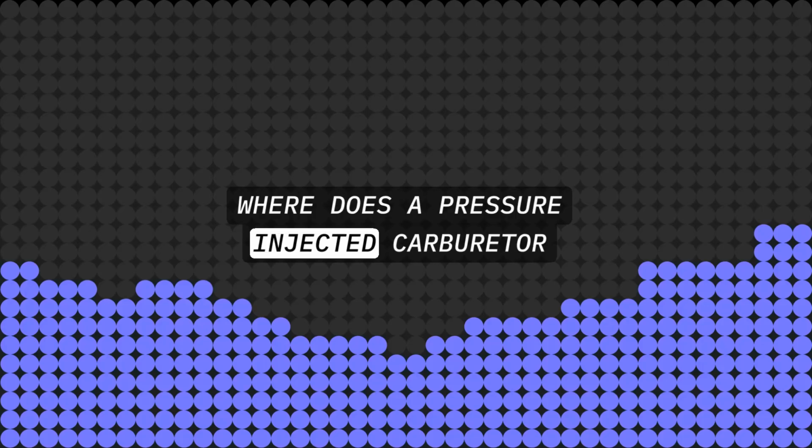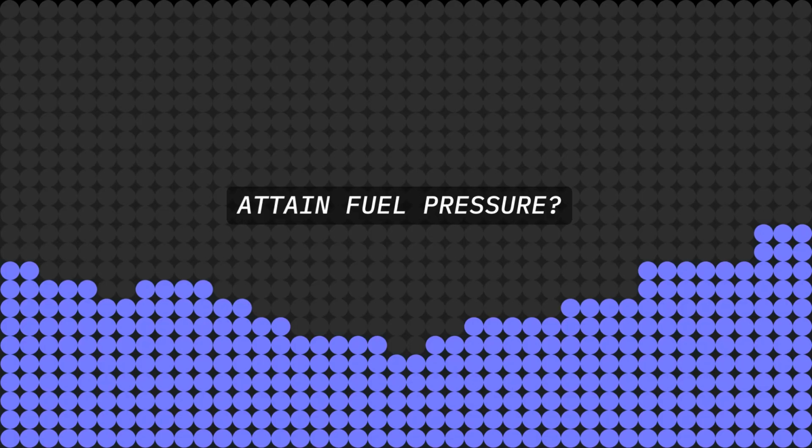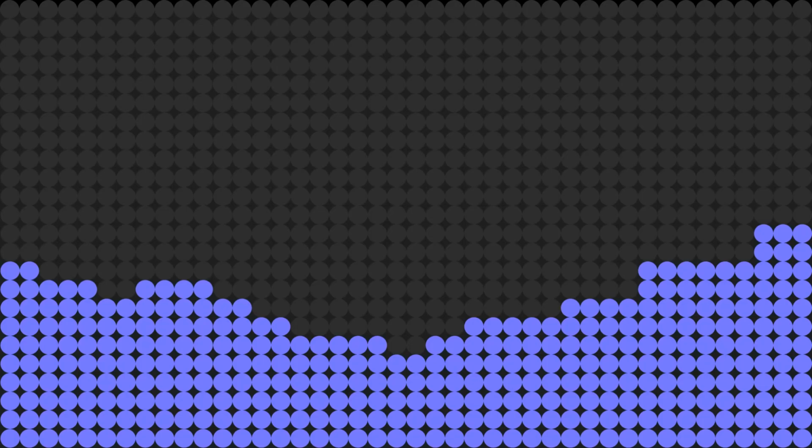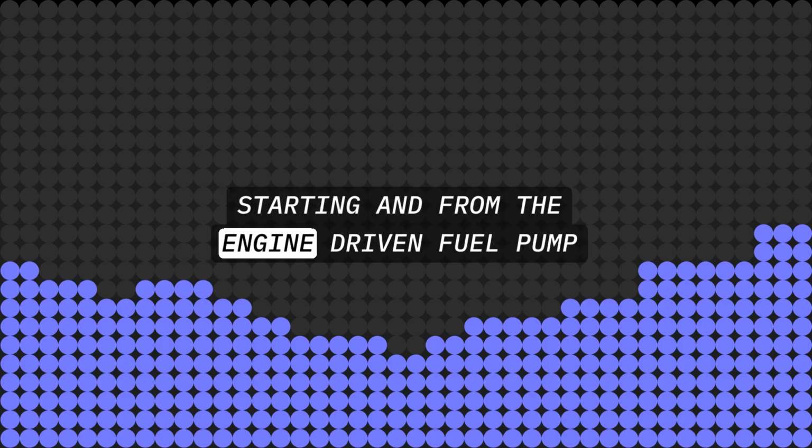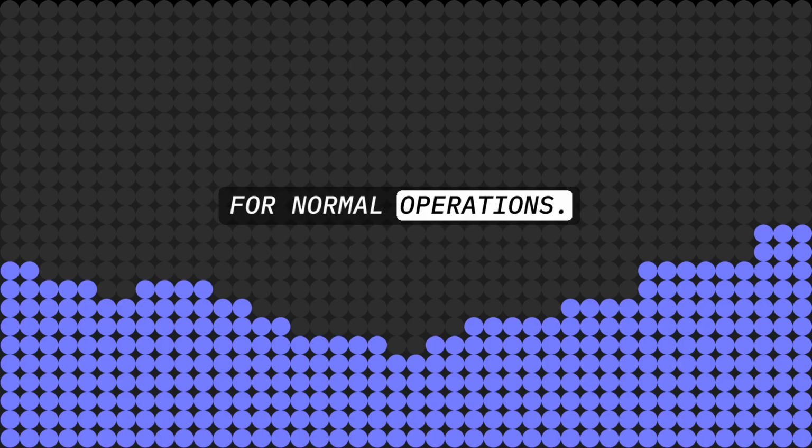Where does a pressure-injected carburetor attain fuel pressure? It obtains fuel pressure from the boost pumps for starting and from the engine-driven fuel pump for normal operations.